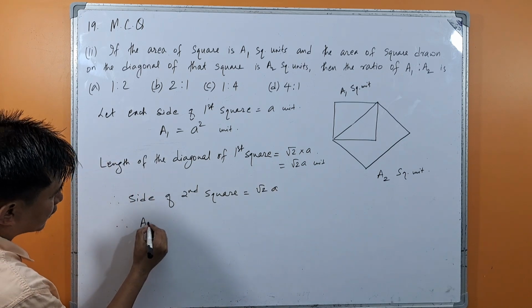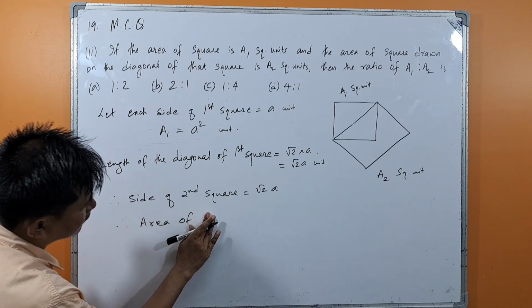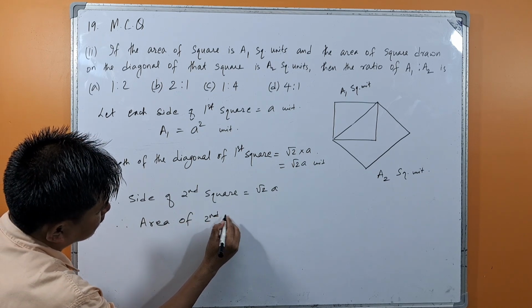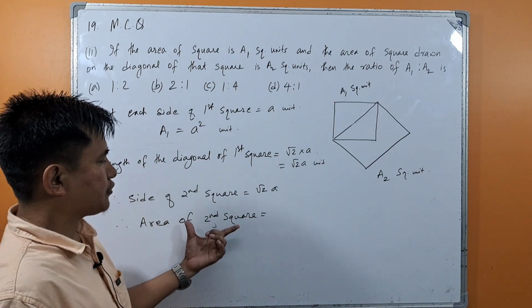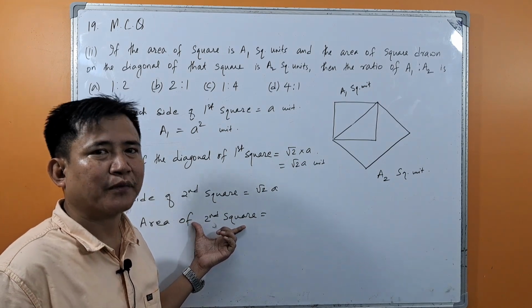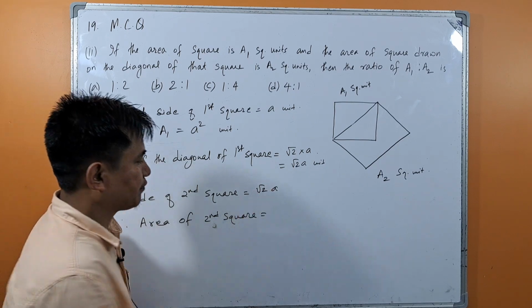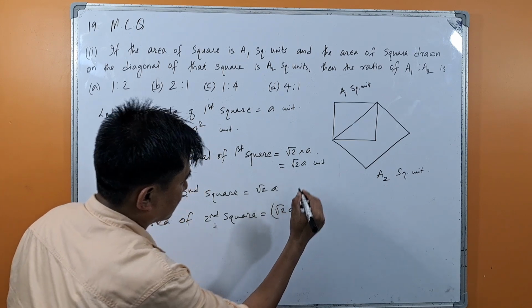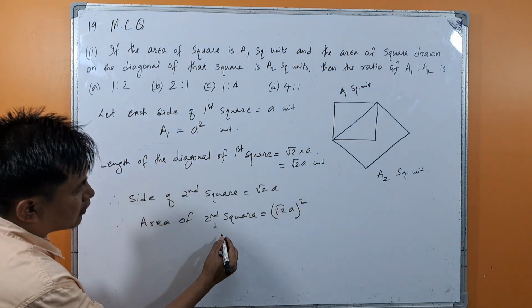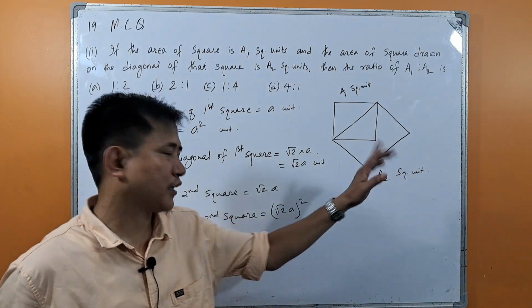Therefore area of second square, area of square is given by the formula side square. So side of the second square is root 2a. So root 2a square. Okay. So area of the second square is a2. This is given. a2 square unit is the area of second square.